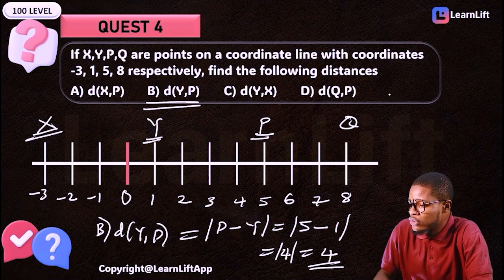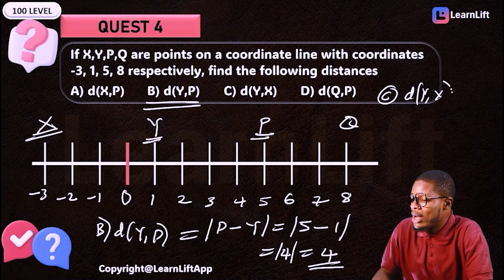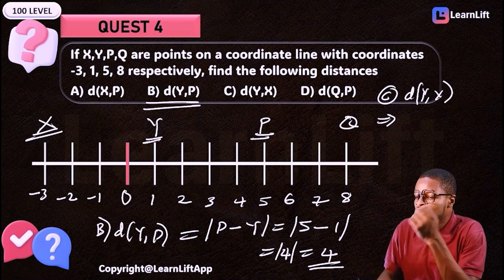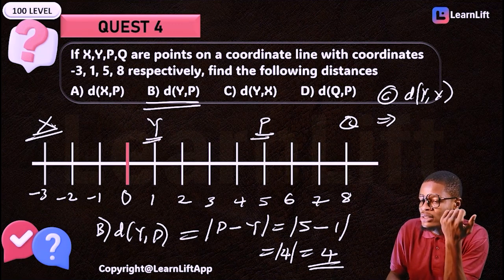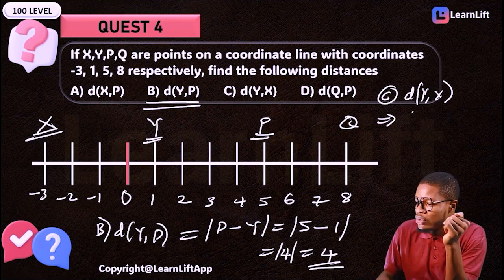Okay, let me solve for C here very fast. What is C? Distance, your what? Your y, comma, what? X. Your y, comma, x. And then that's going to give you your y and then your x, right? That means you're going to subtract x from y. That's going to give you the absolute value of what?